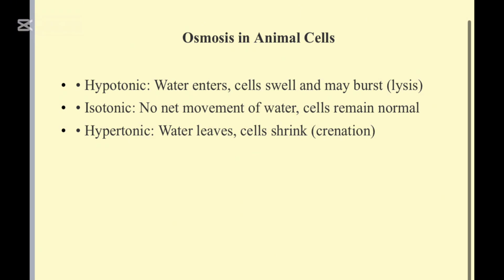Now let's talk about isotonic. In isotonic, there is no net movement of water, and the cell remains normal. It simply means they are in equilibrium.